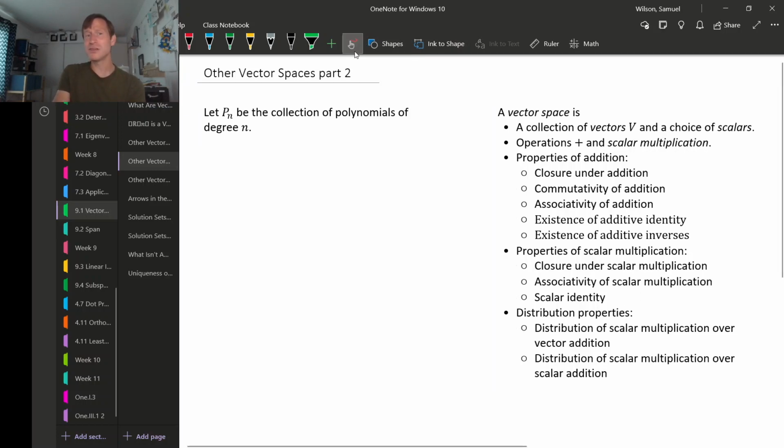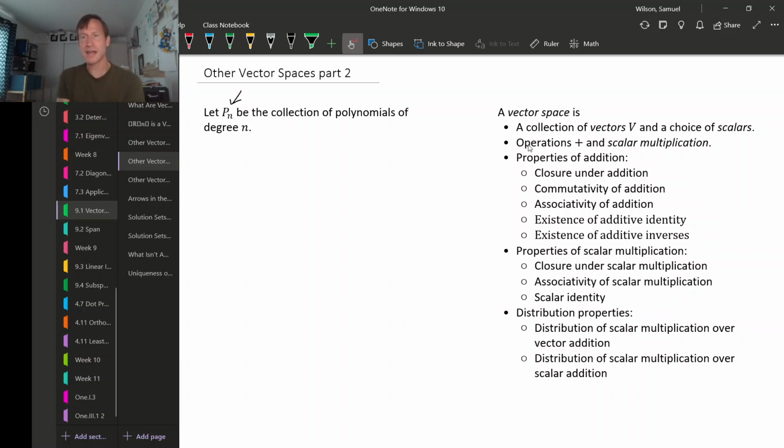But polynomials are genuinely different things. Right? A polynomial is not just a list of numbers. A polynomial has a variable, it represents a function, it has a graph. So a polynomial is a genuinely different thing. But at the same time, we can still ask, does the collection of polynomials of degree n satisfy all of these properties? If so, then it's a vector space. If not, then it's not.